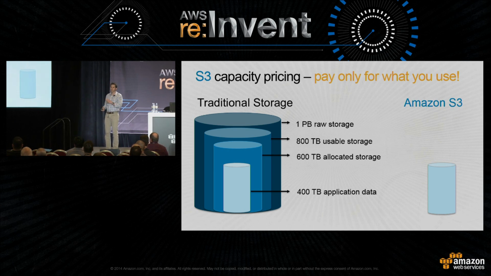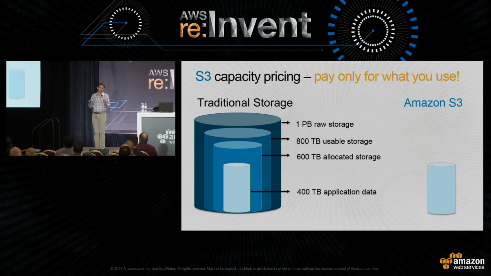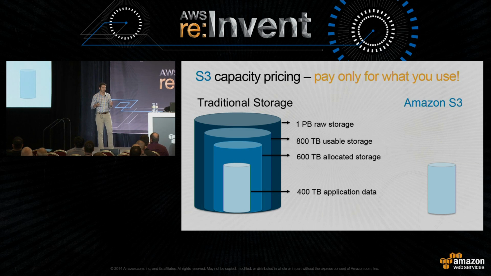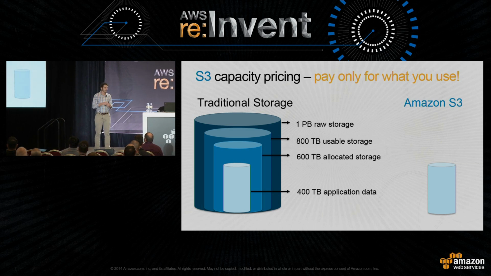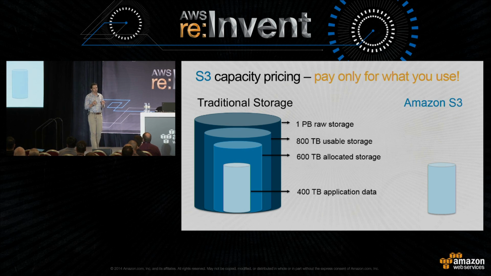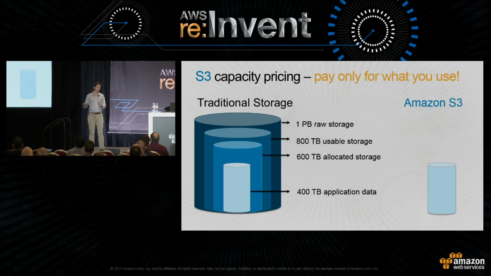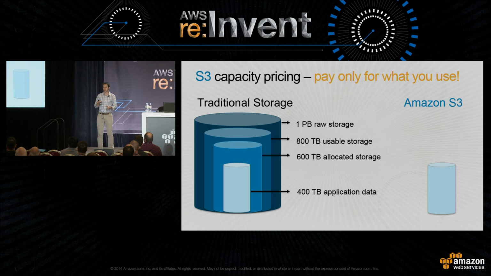Comparatively, with S3, even though we apply a very high measure of data protection with 11 nines of durability, after applying that data protection, we only charge you for what you actually use, and when you use it. So for example, here we have 400 terabytes. We'll only charge you for 400 terabytes. And the way we charge you is on a measure of gigabytes per month.